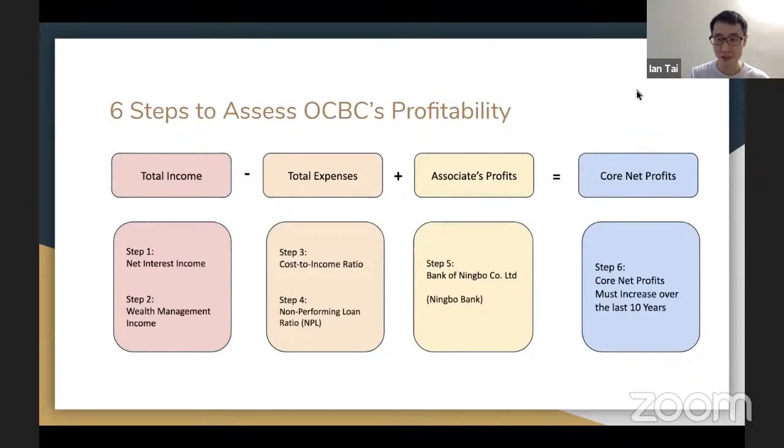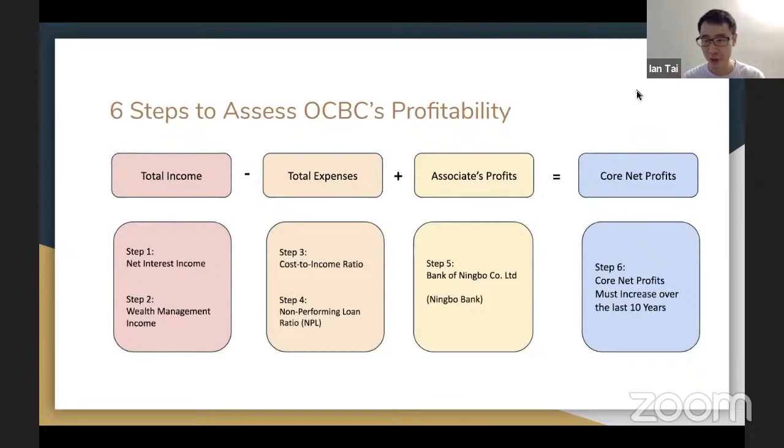A high NPL ratio means they have more borrowers who borrow money from the bank and default, or just delay their payment. Usually they default. So the higher the ratio, the more defaulters, and therefore the higher the impairment loss. To me this is a deal breaker. You don't want a bank that has a very high non-performing loan ratio. You want a bank that has a very low non-performing loan ratio. So that's step number four.